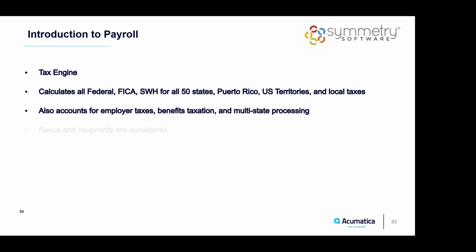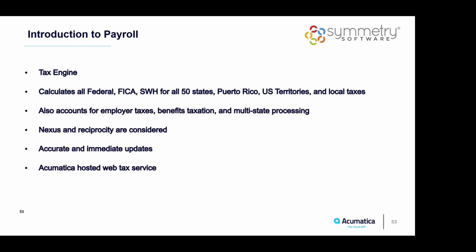So anyway, we're ERP experts. We're not trying to be your CPAs or your tax experts. And so in order to bring you the best in tax information, we have teamed with Symmetry Software. Symmetry's only business is to track taxing information across the United States. It calculates all federal FICA, calculates all 50 states, including Puerto Rico and U.S. territories, and also calculates local taxes.